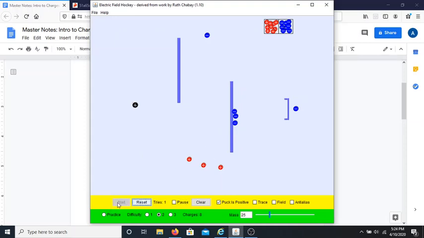So let's see. I'm just going to start. Ooh, didn't work the way I expected it. All right. And let's see. Let's take these little guys off. We'll take these away too. Maybe that's going to cause an issue.